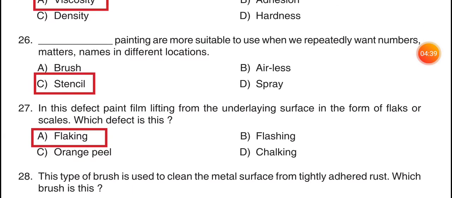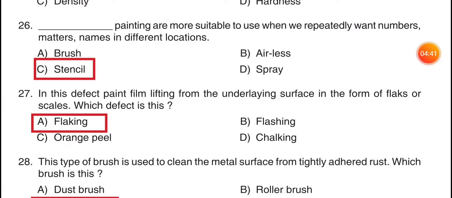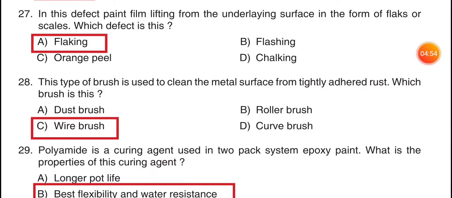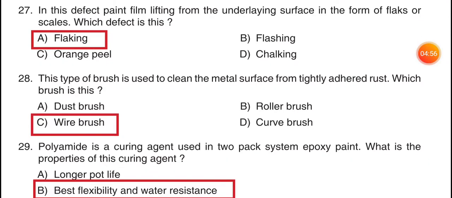Option A, viscosity. 26. Dash painting are more suitable to use when we repeatedly want numbers, matters, names in different location. Option C, stencil. 27. In this defect, paint film lifting from the underlying surface in form of flakes or scale. Which defect is this? Option A, flaking.